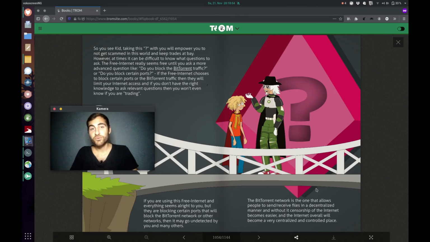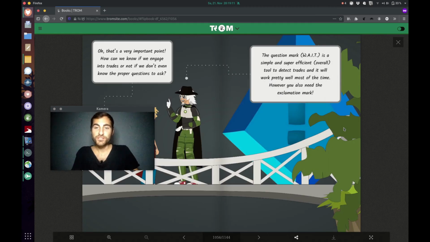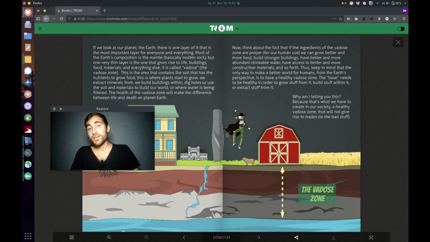So yeah, it's also important to know how to ask the right questions, and that might also be tricky if you don't know much about certain domains or certain fields. So we also need the exclamation mark, because the TROM superhero explains the question mark, the wait, what am I trading, is a simple and super efficient overall tool to detect trades, and it will work pretty well most of the time. However, we also need the exclamation mark. And the exclamation mark is about vaders.